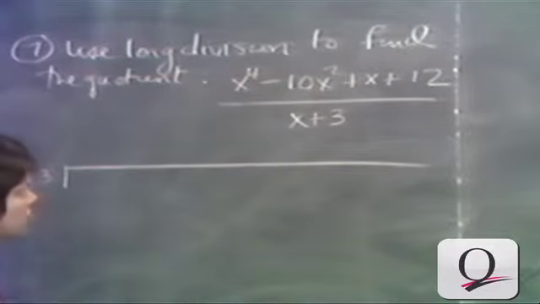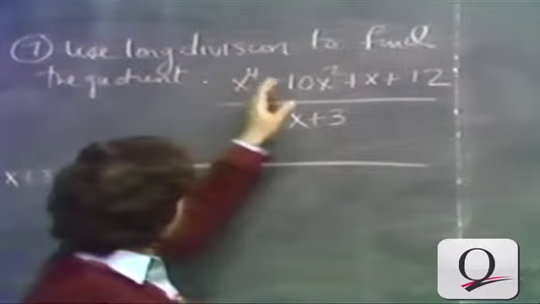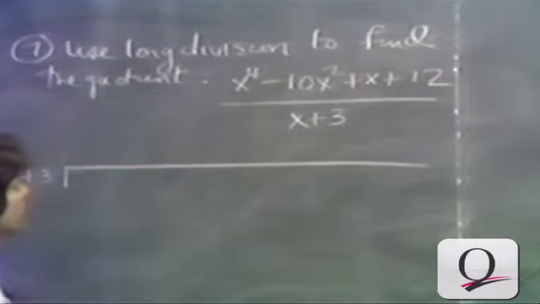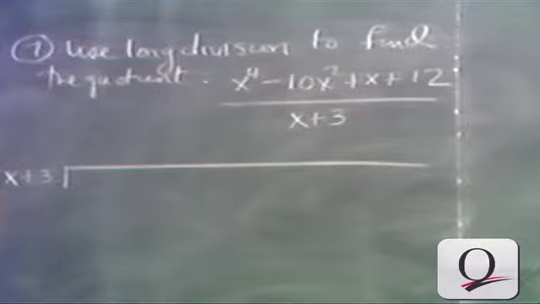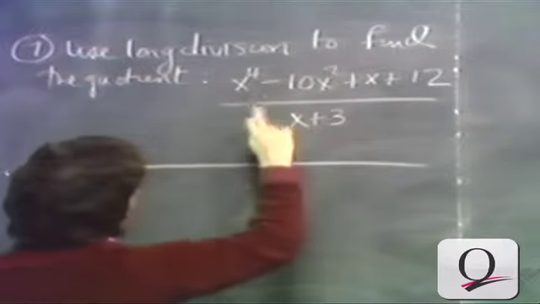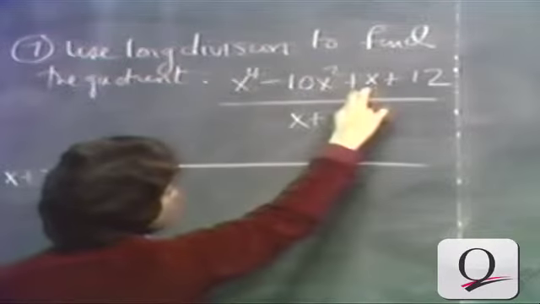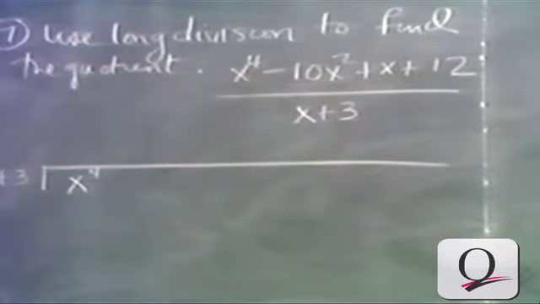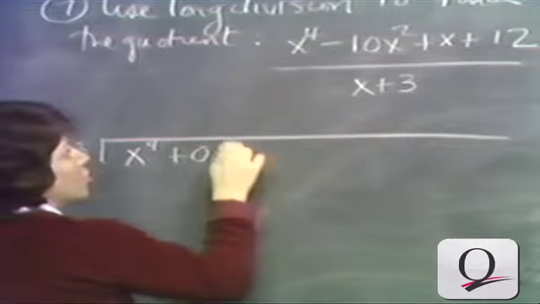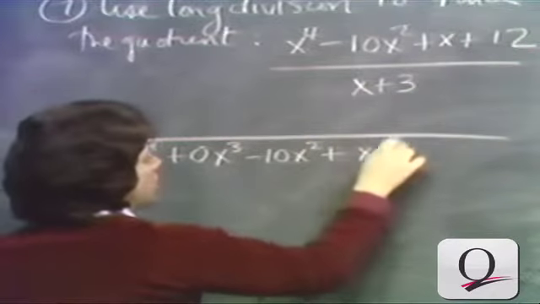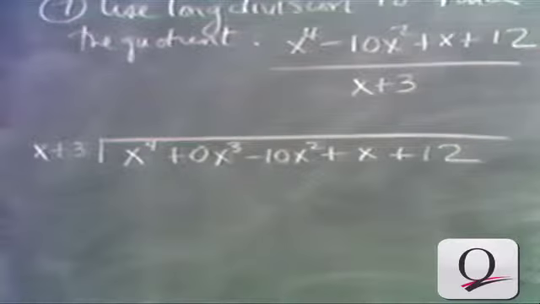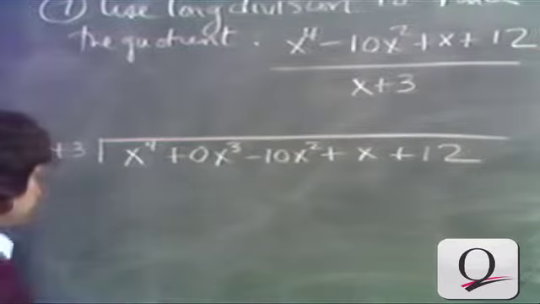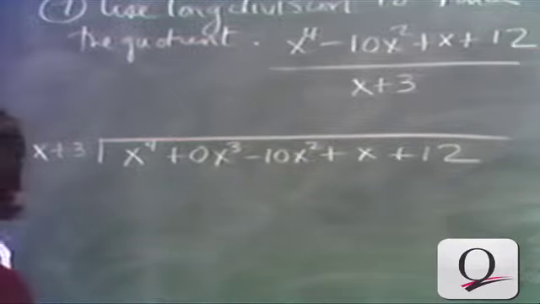Now, this polynomial should be arranged in descending order of the degree, and I want to make sure we have all the degrees taken care of. This is 4th degree, 2nd degree, 1st degree, 0th degree. We're missing the 3rd degree term, so we would leave space for it. Either actually leave the space or put in a term like this, 0x cubed minus 10x squared plus x plus 12. I think it's convenient if you actually put in the 3rd degree term with a coefficient of 0, 0x cubed. Now we go through the same long division process that we did before.